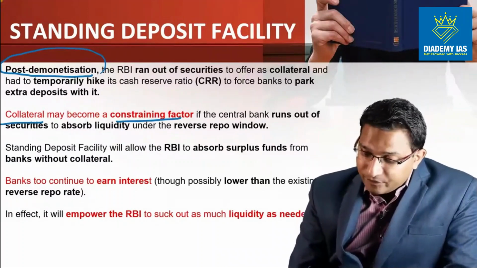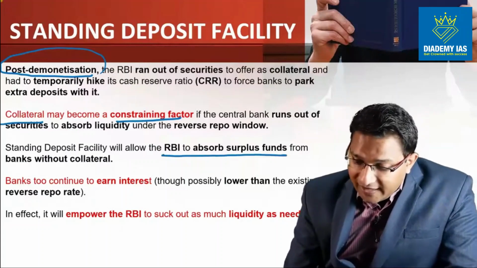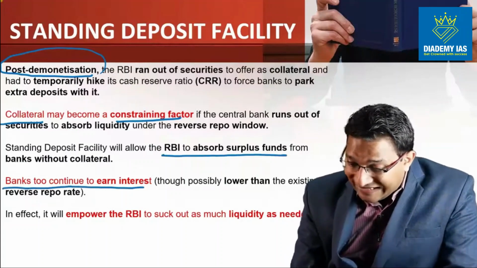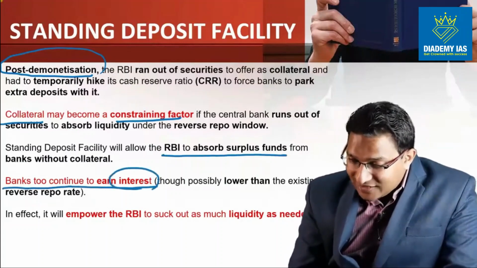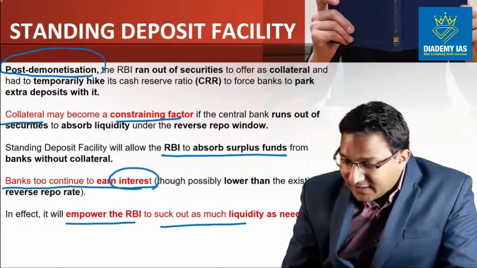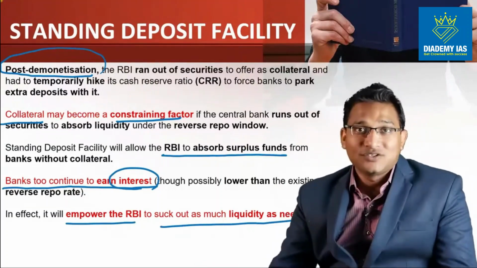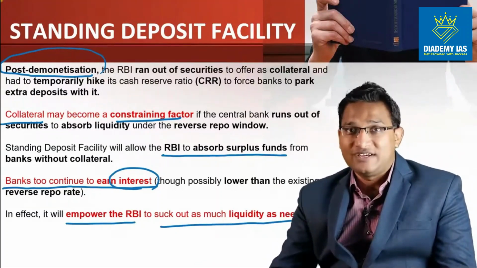So in this case, the RBI can absorb the surplus fund and the banks can continue to earn the interest, right? Banks can continue to earn the interest and the RBI can suck out the liquidity as and when required without pledging the security. So this is the standing deposit facility.